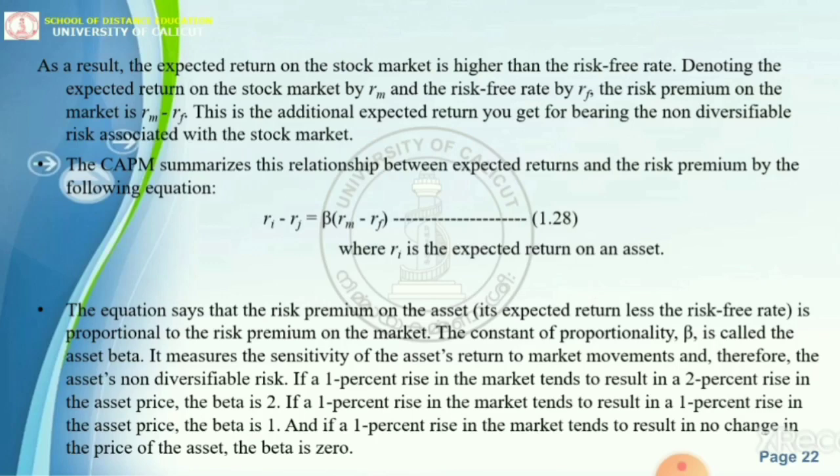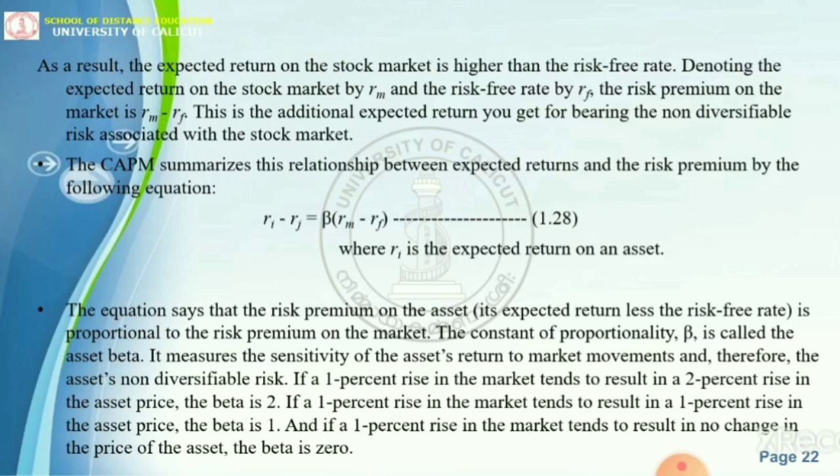The capital asset pricing model, CAPM, summarizes this relationship between expected rate of return and the risk premium by the following equation: Ri minus Rf is equal to beta times (Rm minus Rf), where Ri is the expected rate of return on an asset. The equation says that the risk premium on the asset, that is its expected rate of return less the risk-free rate, is proportional to the risk premium on the market. The constant of proportionality, beta, is called the asset beta. It measures the sensitivity of the asset's return to market movements and therefore the asset's non-diversifiable risk.